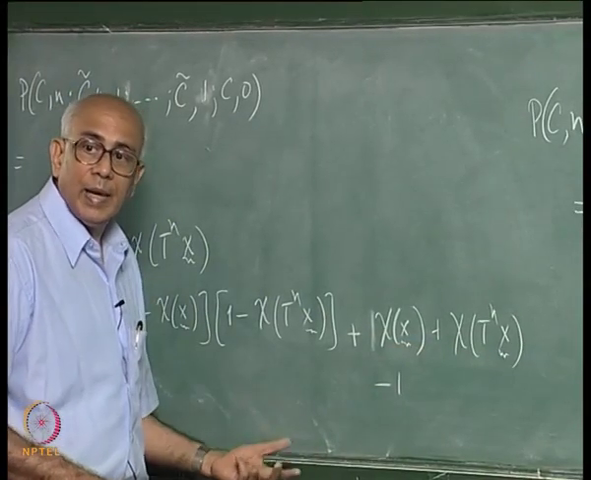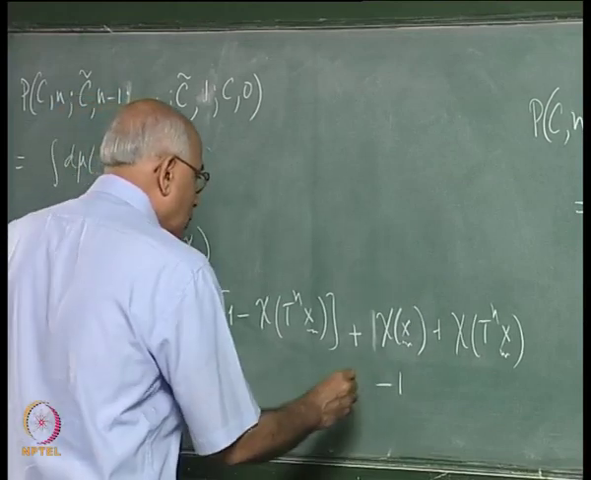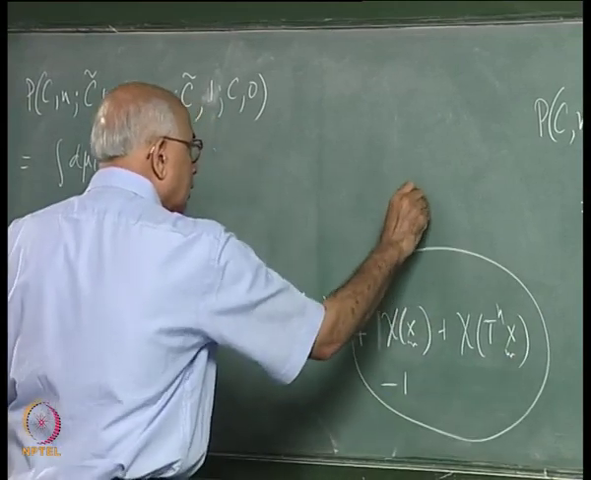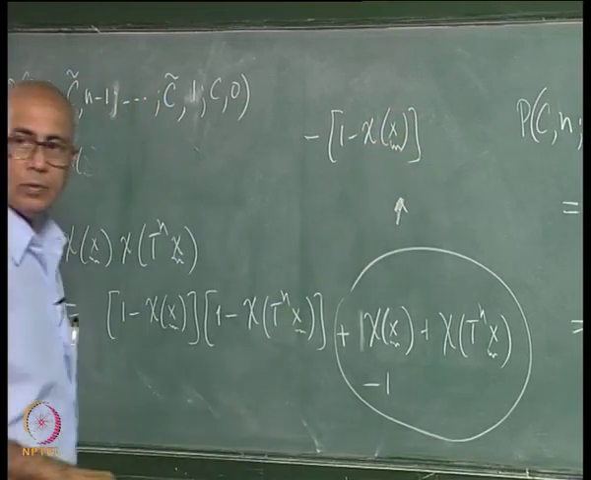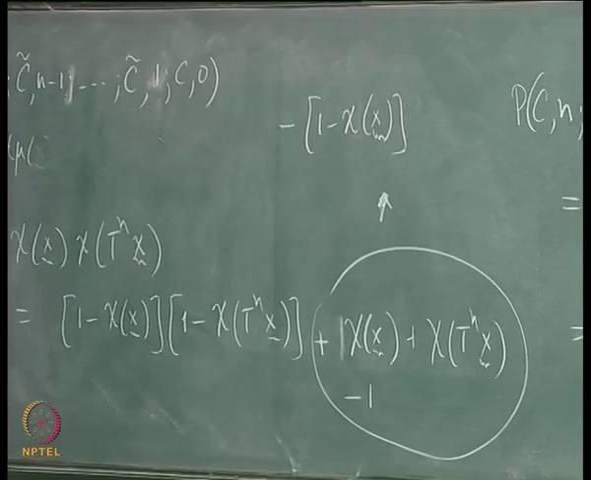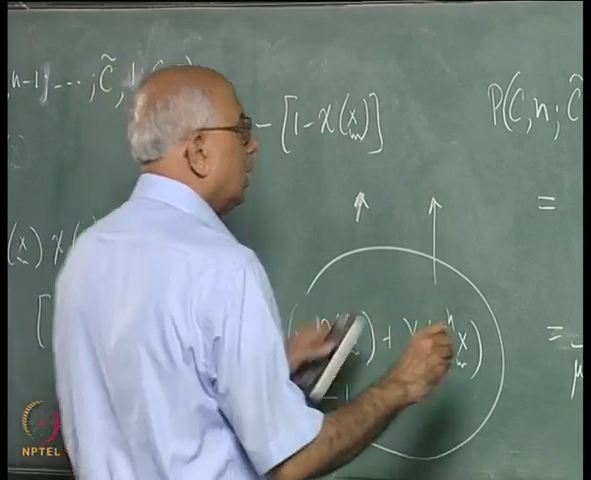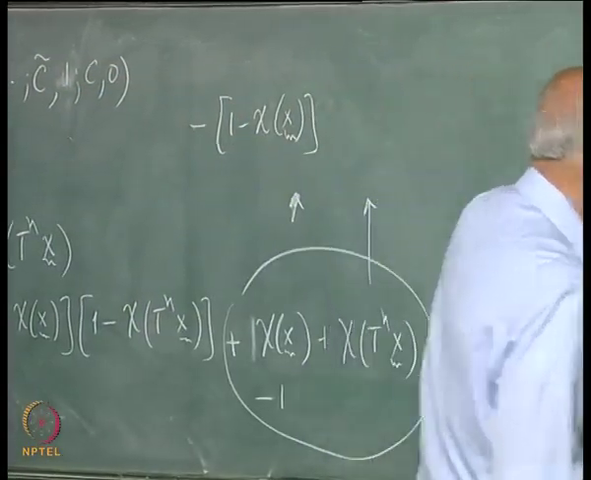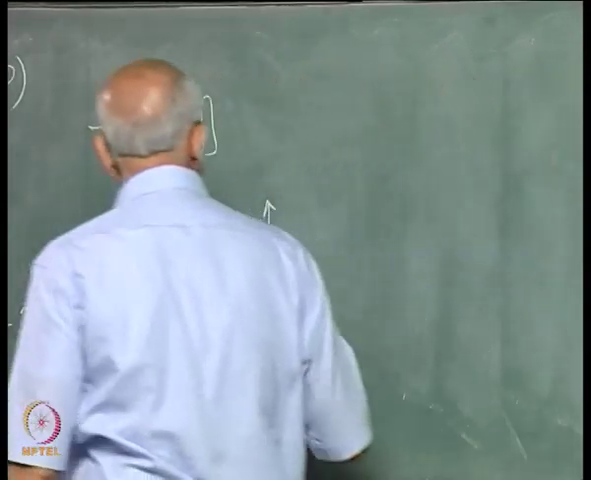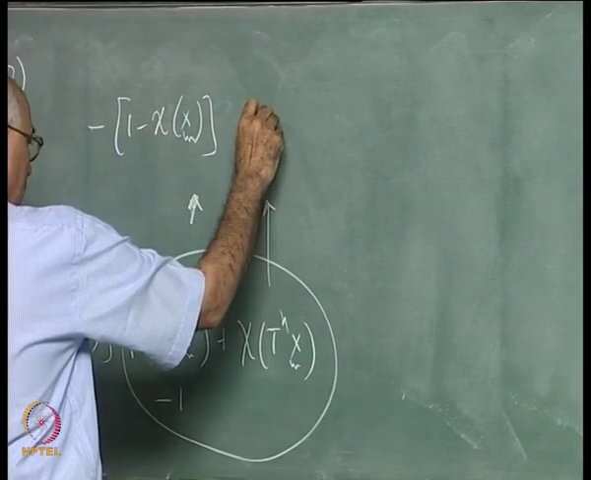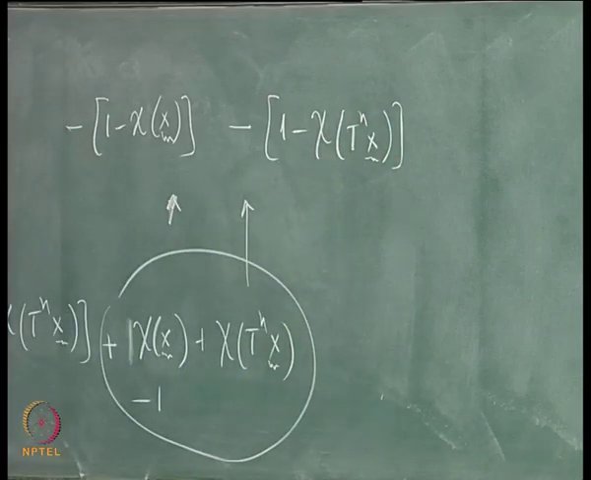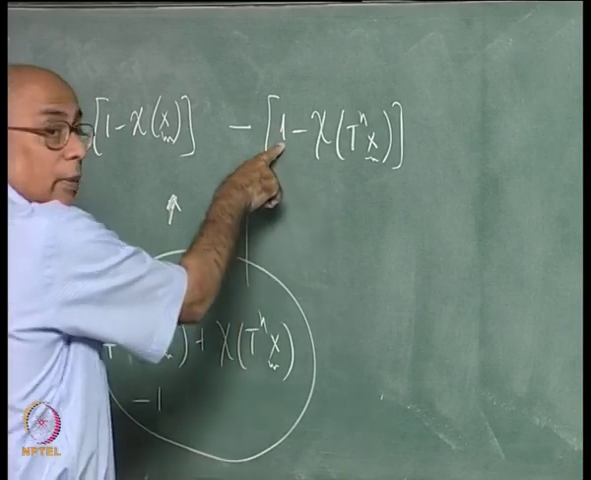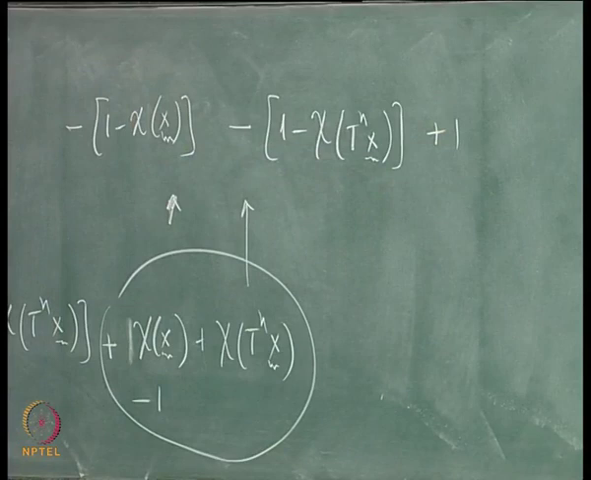So let us write this once again by adding and subtracting, right? I write this as equal to, so this portion, let me rewrite this as minus 1 minus χ of x, right, in this fashion. So that takes care of this portion, and then I am left with this term, let me write it as equal to minus 1 minus χ of T^n x, in this fashion. And what have I done now? I have subtracted this, so I write it as plus 1, right. So I put them all together and what do I get?